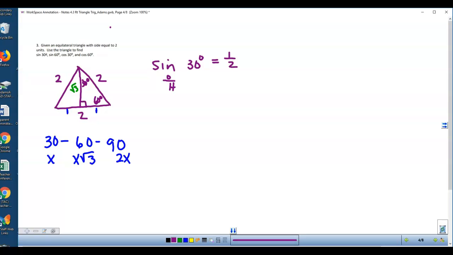And then it says sine of 60. So sine of 60 degrees, now I'm down here with 60. Sine is still opposite over hypotenuse. However, we're looking at it from a different angle. So if this is 60, opposite is now root 3. Hypotenuse is 2. So the sine of 60 degrees is root 3 over 2. Then it asks for cosine of 30.